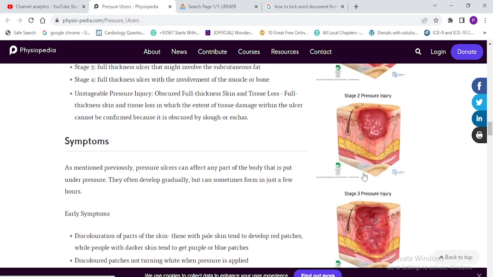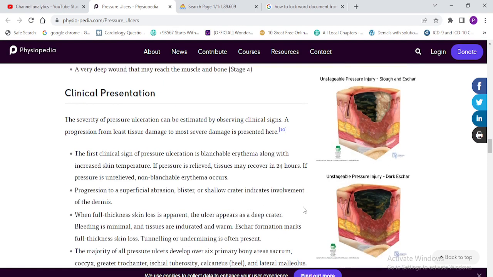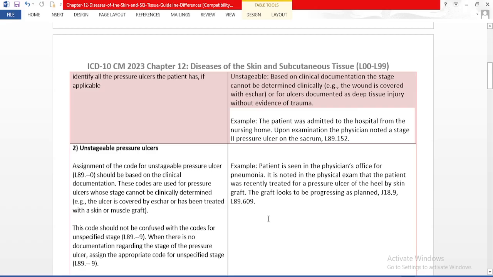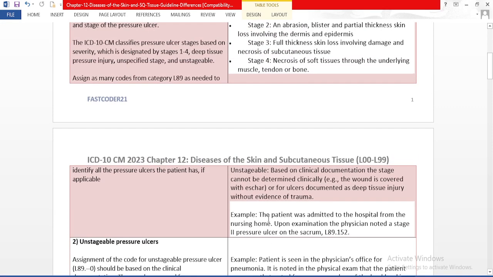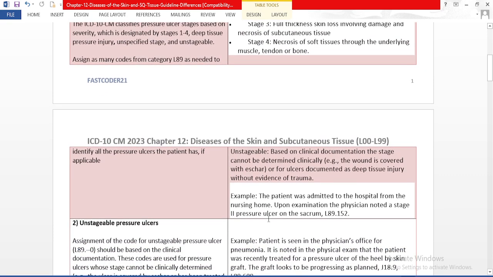And if you take an unstageable pressure ulcer, here there is full thickness damage. Because of eschar we can't identify or stage the pressure ulcer. So regarding this guideline, pressure ulcer stages, we have an example, we can check that.